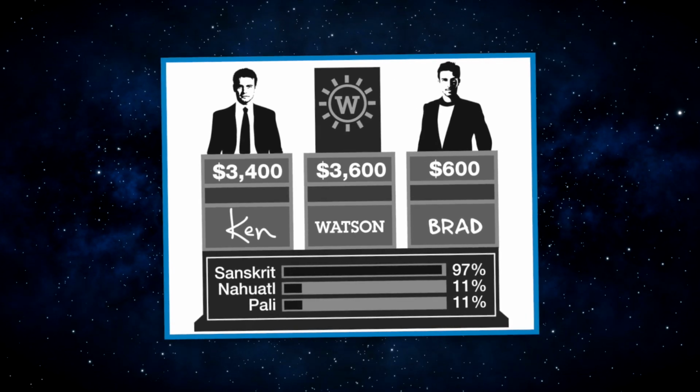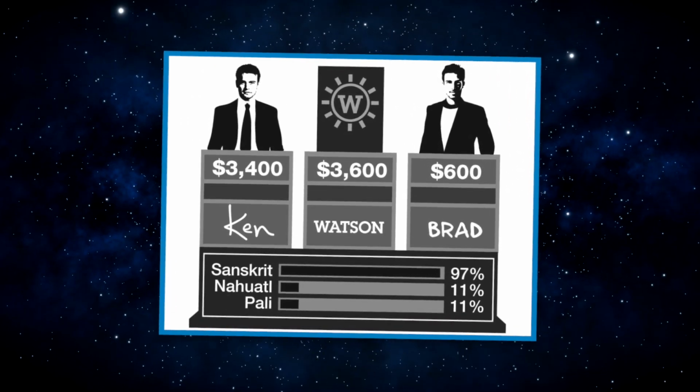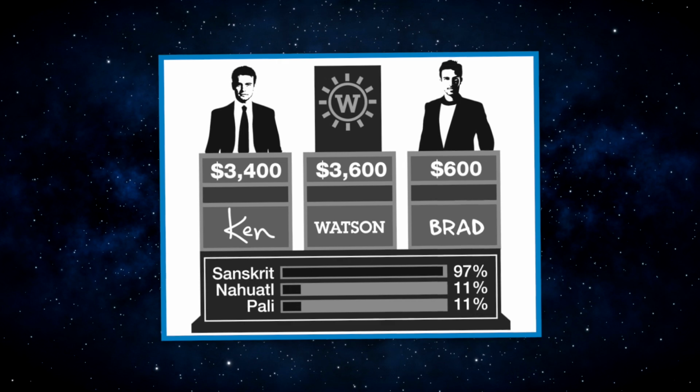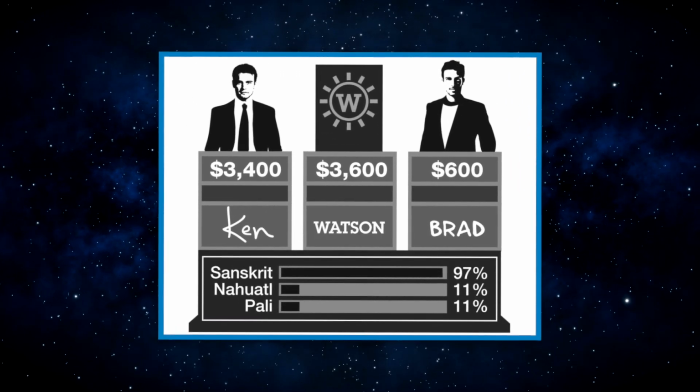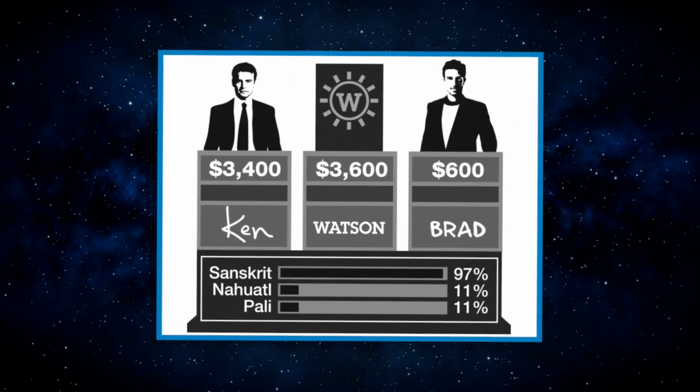IBM's Watson computer that competed against the human champions on that TV show did the same thing. Its predictive model served not only to select the answer to a question, it also provided a gauge of confidence in that answer, which directly informed whether or not the computer buzzed in to answer the question at all.